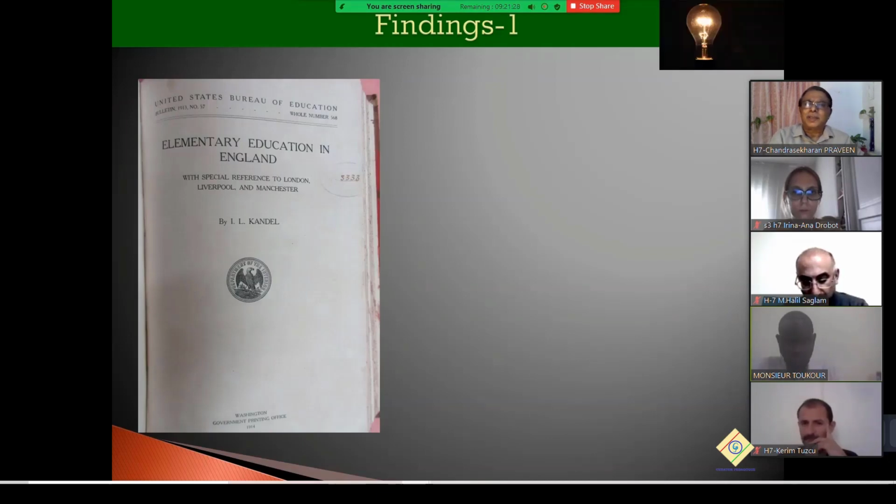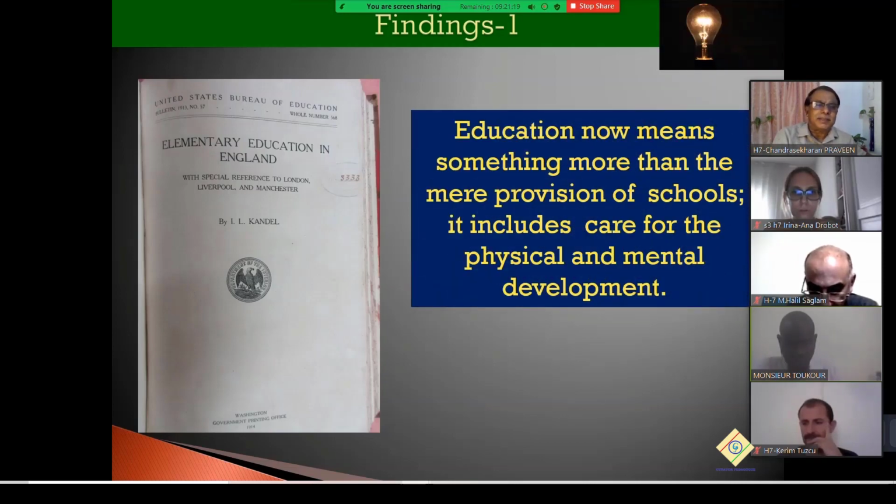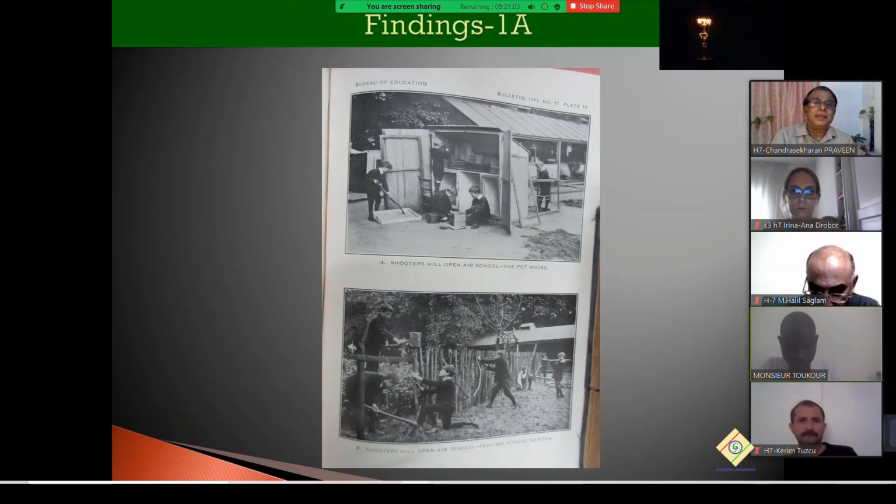This is one book, as you can see. This is very old, published sometime in 1914. This is the write-up in the book. Education now means something more than mere provision for schools. It should care for the physical and mental development. 100 years ago, they said that, physical and mental development. So you see, then children were building pet houses. Look at this, boys are engaged in gardening, not girls. They're building fences. This is a real photograph, real evidence.